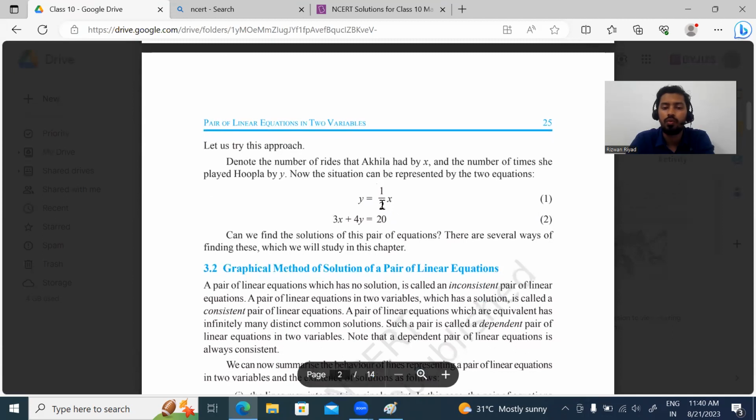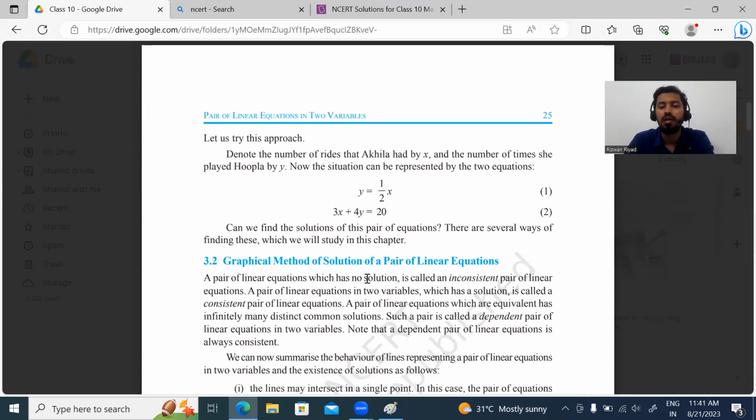Okay, y equal to 1 by 2x. x and y are the variables, both of them with exponent 1. So that is a linear equation in two variables. This is another linear equation in two variables. x and y are the variables, x raised to 1, y raised to 1, power is 1, exponent is 1. So that is another linear equation in two variables. If you consider both, this is a pair of linear equations in two variables.